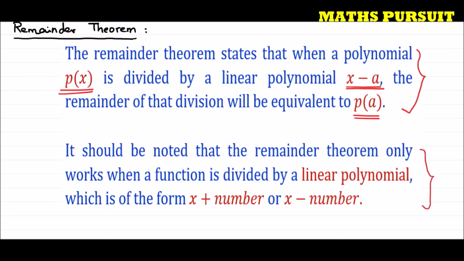We need to also understand this one. It should be noted that the remainder theorem only works, this is most important, when a function is divided by a linear polynomial. When you divide a polynomial by a linear polynomial only, that means by this type of x minus a or some x with some constant, then only our remainder theorem will work. Otherwise our remainder theorem will not work.